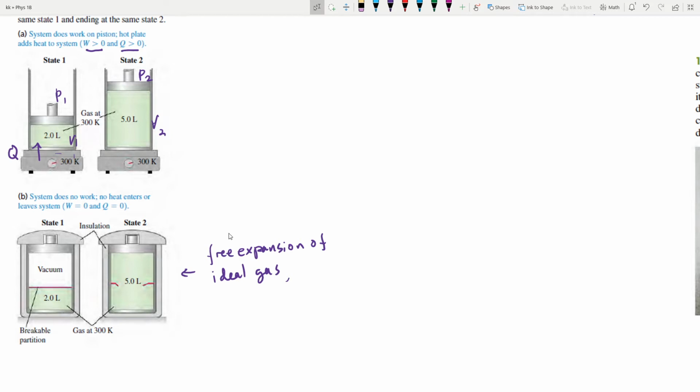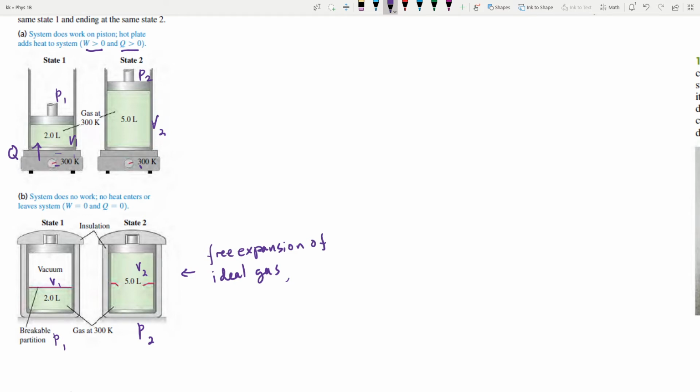There's some breakable partition so that the gas is held at some pressure right here. That pressure breaks this open, and you end up with some final pressure P2 here, initial pressure P1, and you've got your final volume and your initial volume. So we can see they're the same in both cases. In the first case, the volume was 2 liters. Here it's 2 liters. In the final case, the volume final was 5 liters, and the volume here is 5 liters. And if the gas is in fact at 300 Kelvin, as it is here and here, then it has to have the same pressure according to the ideal gas law.